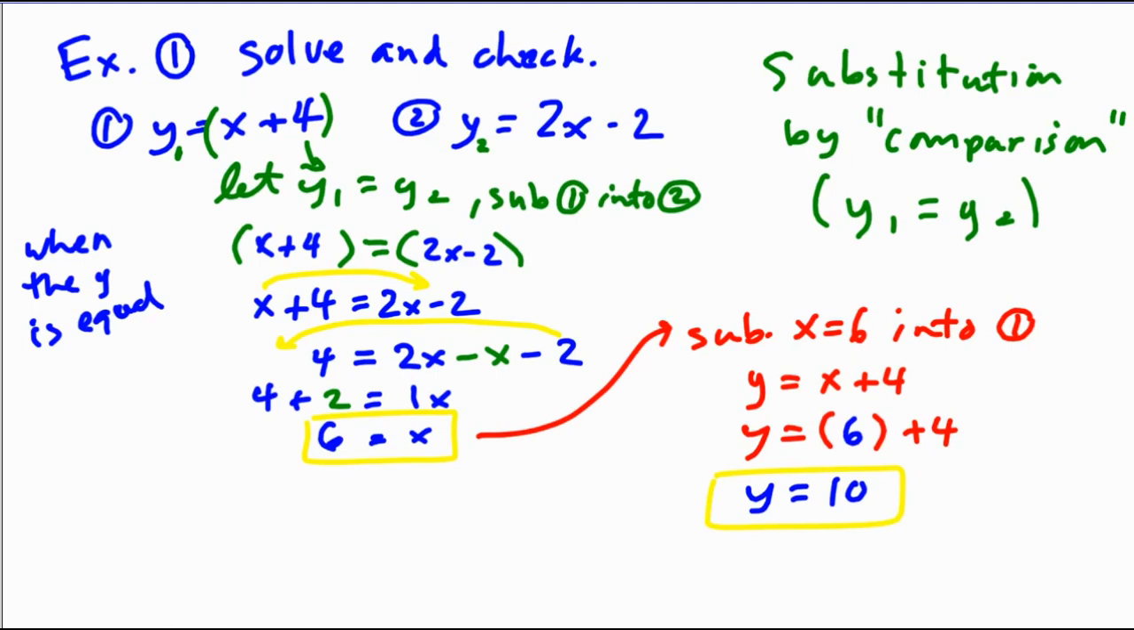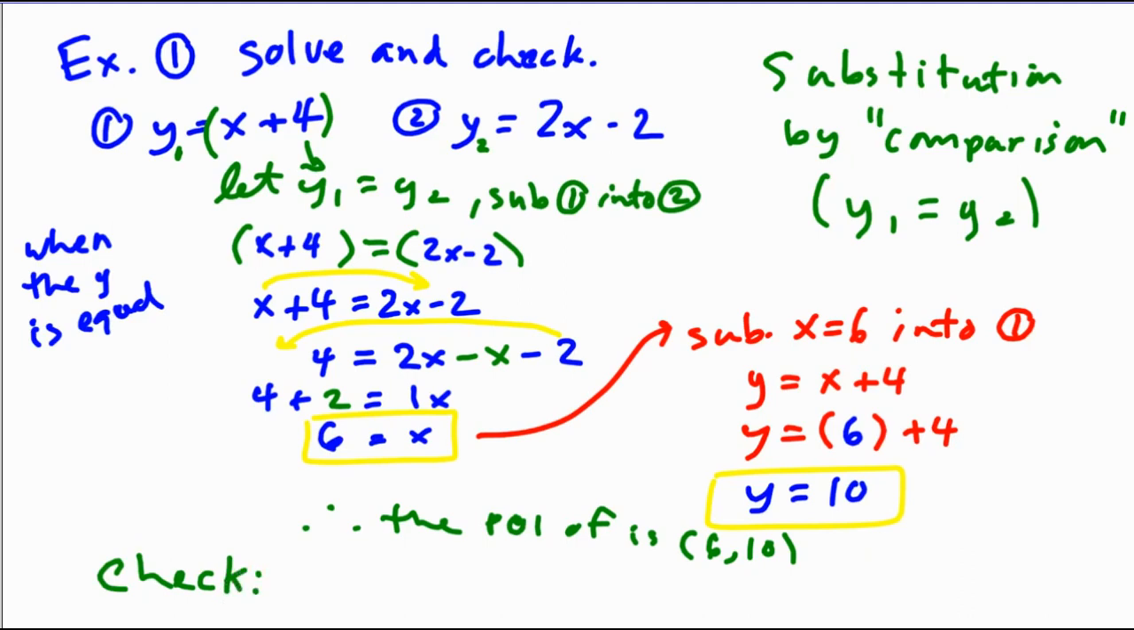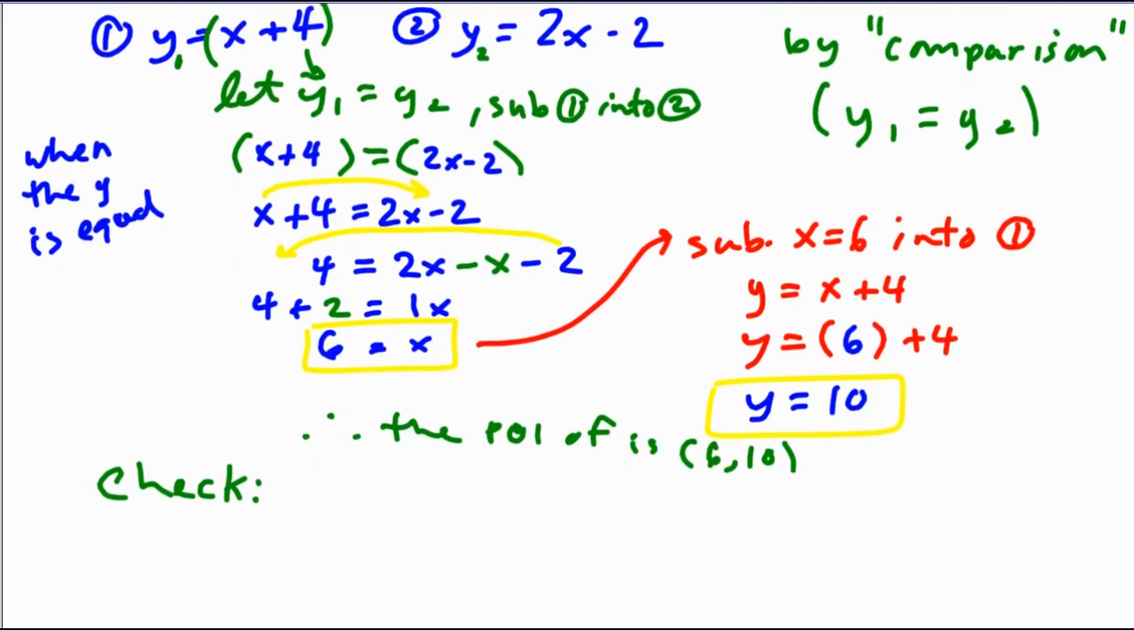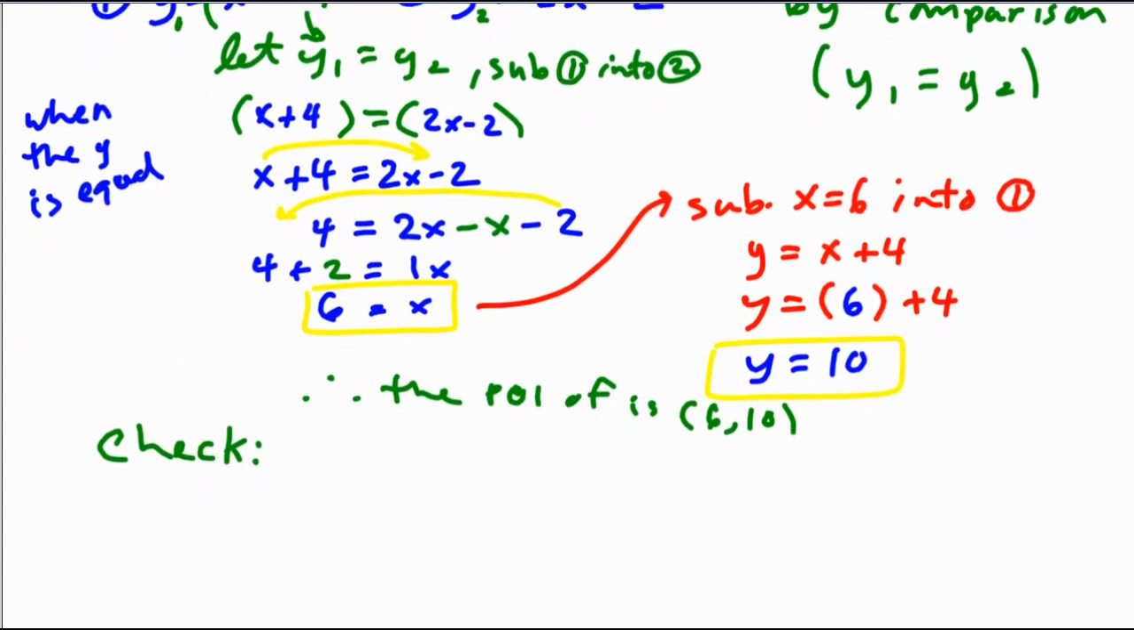So therefore, the point of intersection is x 6, y 10. So we need to check this. Well, just to try it out, why don't we check the other one? Check with equation 2. Y equals 2x minus 2.